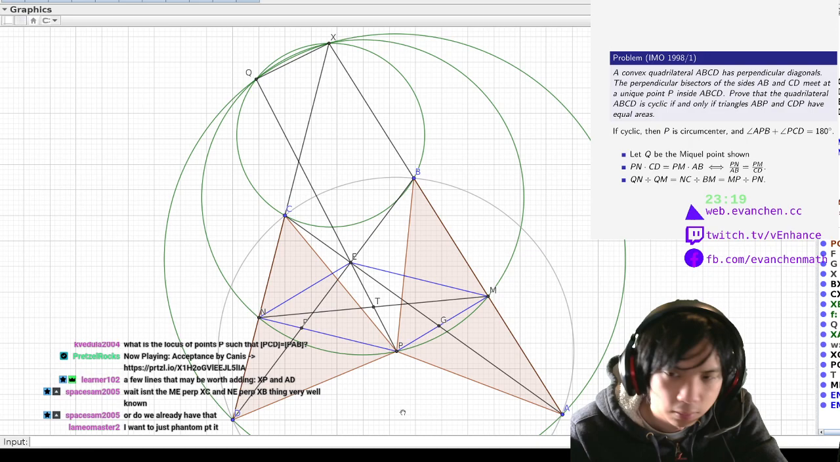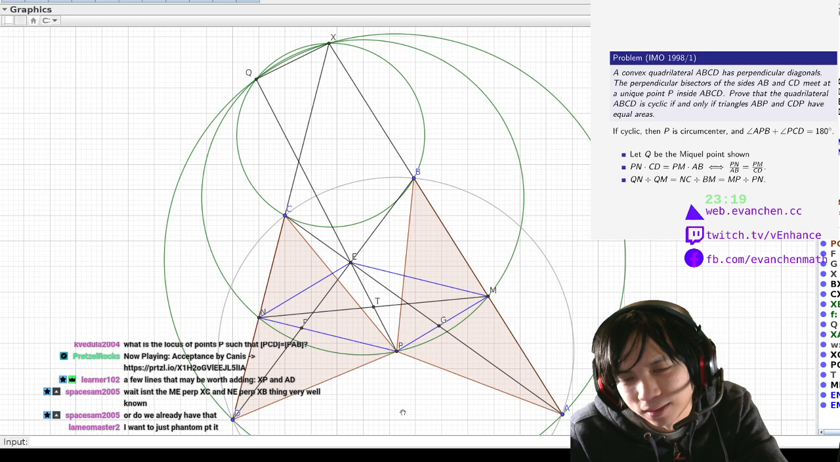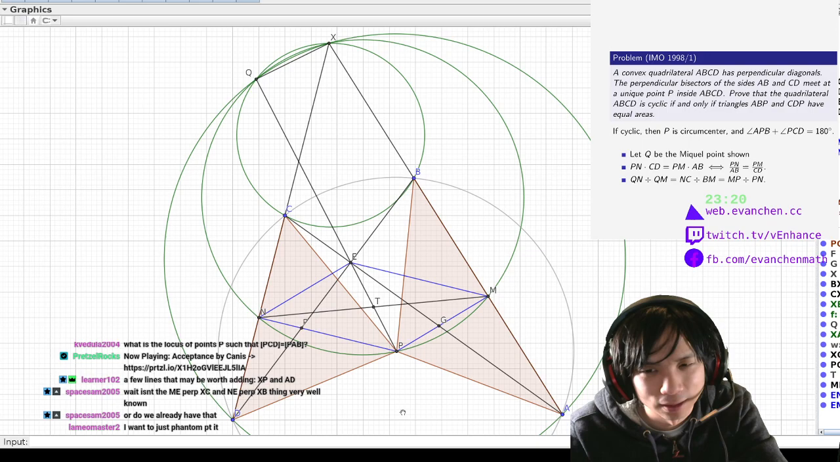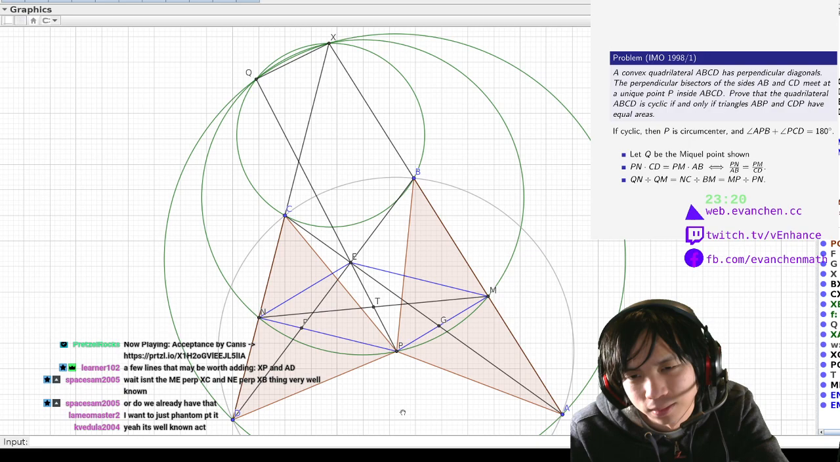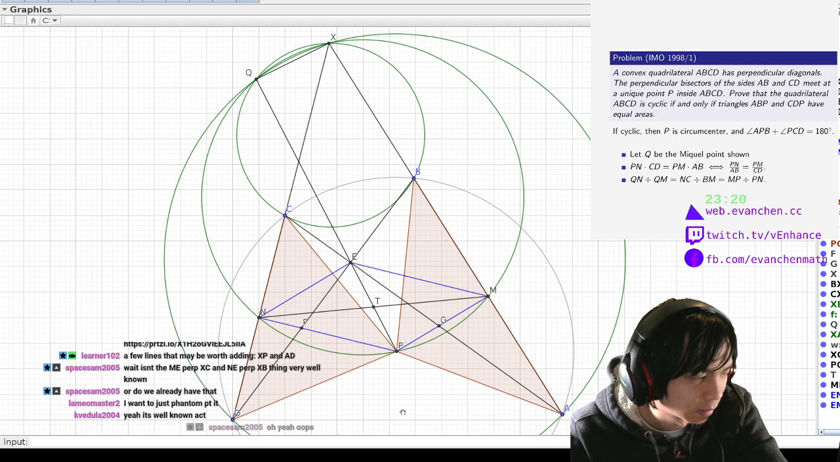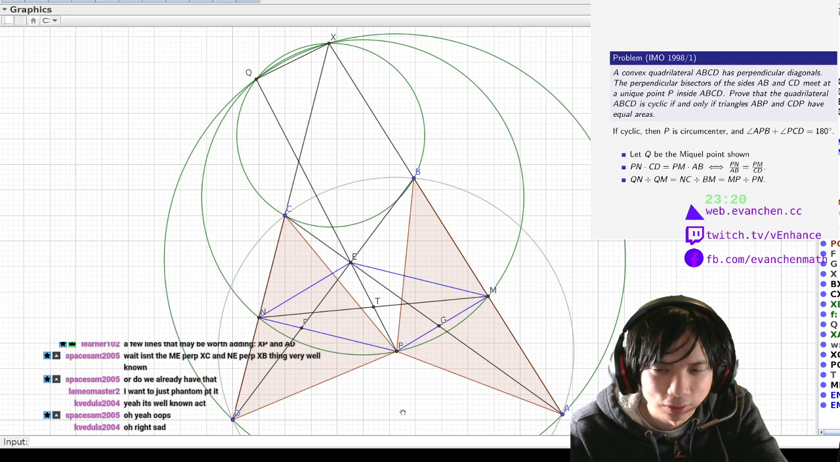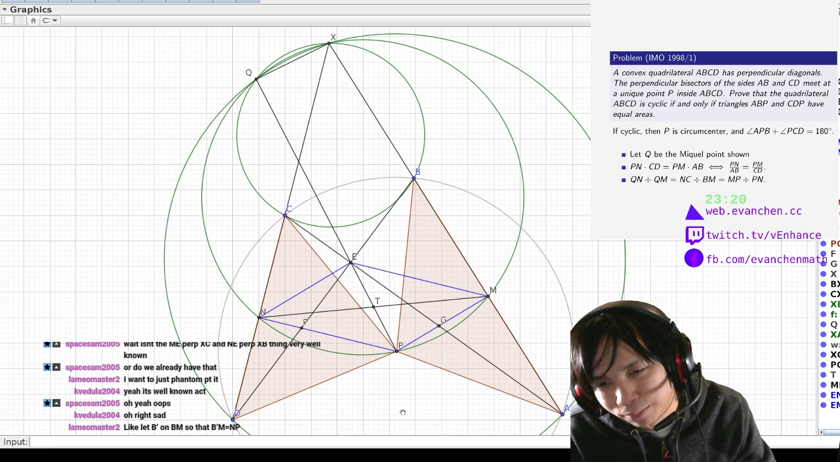Wait, is this well known? Wait, what did I miss? ABCD is not known cyclic. I think the thing you're referring to is if it's cyclic, right? Yeah, I agree. I had that thought when I first saw it too, but it requires a cyclic condition. That's what we're trying to prove. I want to fandom point it.